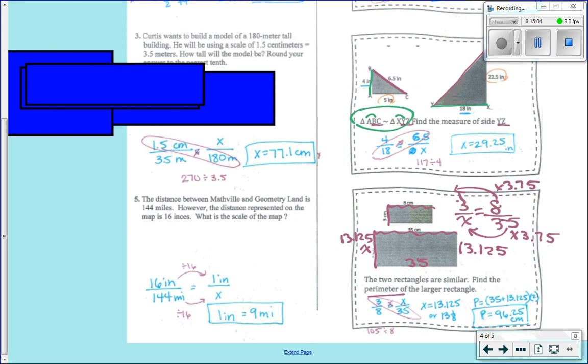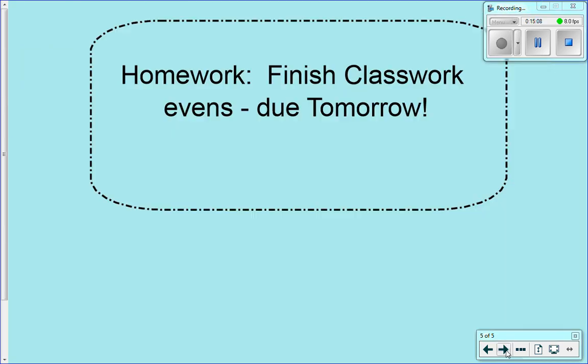Any other questions? All right, so all the evens are homework. Are we good with that? Evens? Do tomorrow, but actually Monday, okay? Do you on Monday, we'll look at it?